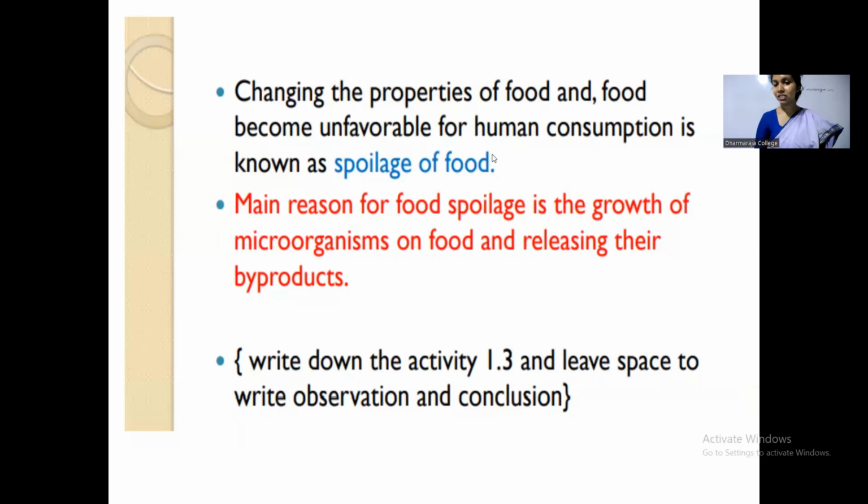They can be poisons. So changing the properties of food, making it not suitable for human consumption, is what we call food spoilage. So what is the main reason for this food spoilage? The reason is that these microorganisms go into the food and grow on the food, releasing their byproducts.